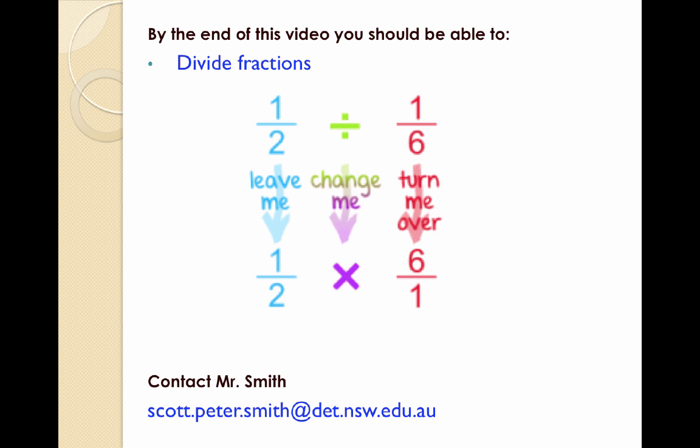And that's it. Hopefully now you know how to divide fractions. Remember, we leave that first fraction exactly the same. We change the divided by symbol into a times symbol, and we flip that second fraction into its reciprocal. And then we multiply. Good luck.